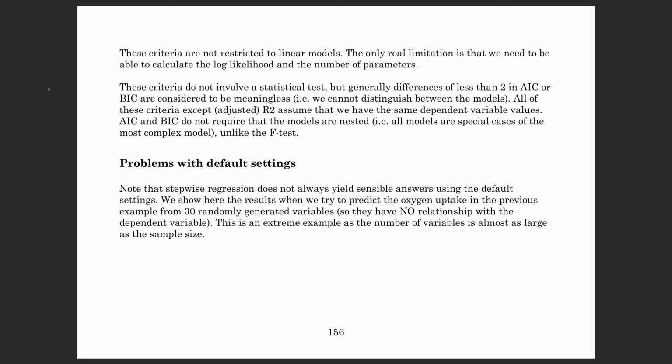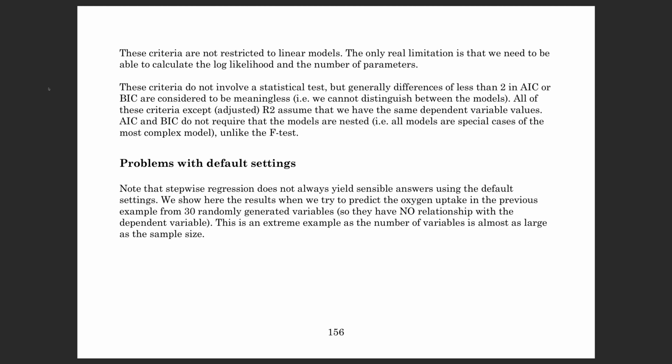These criteria are not limited to linear models, but we need to be able to calculate the log likelihood and the number of parameters. Now, one thing about AIC or BIC is that we no longer have a statistical test. So how do we decide on this comparison? Do we just choose the best AIC or BIC? Clearly, you may have multiple models which have very similar AIC or BIC. So there is an argument that differences of less than 2 in AIC or BIC are not very meaningful. It essentially means we cannot distinguish between the models.